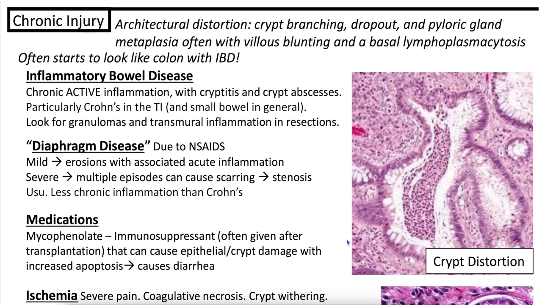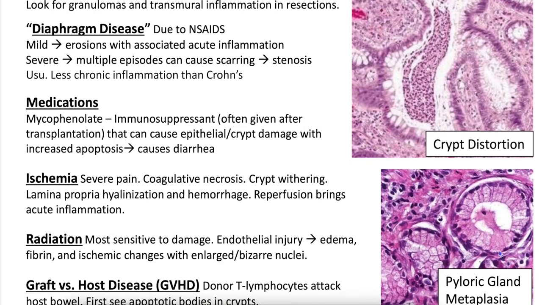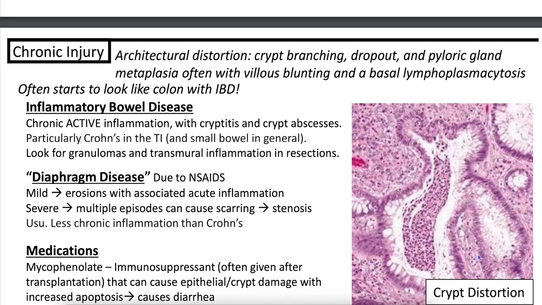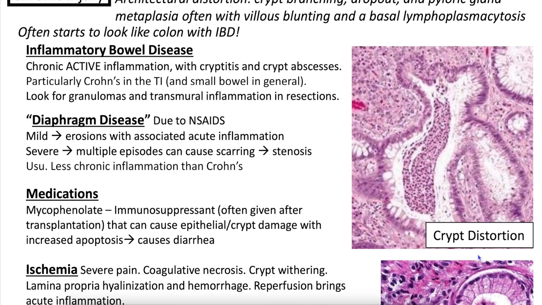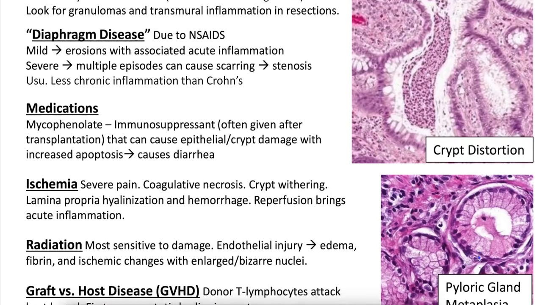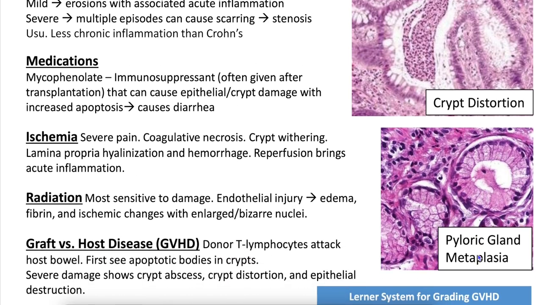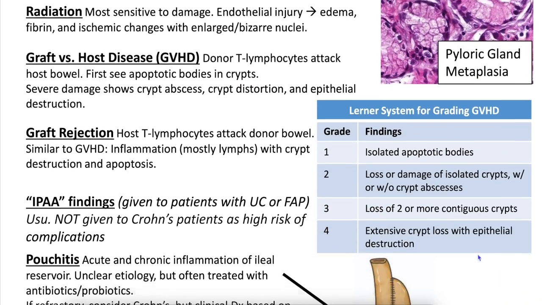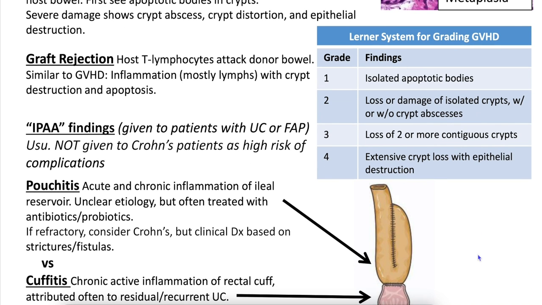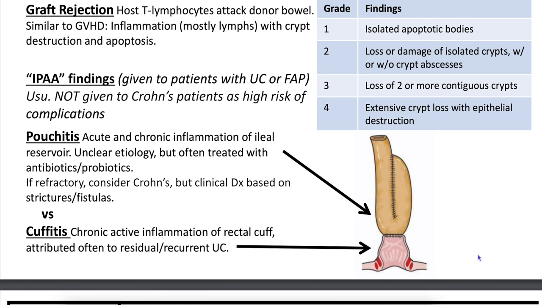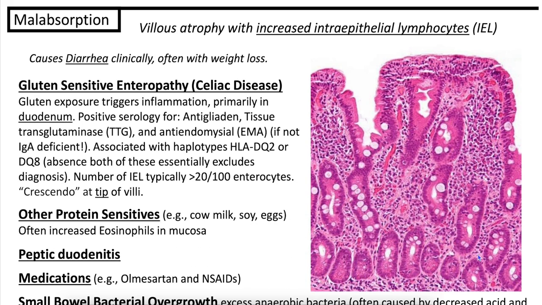Chronic injury includes crypt branching, dropout, pyloric gland metaplasia, as you can see here, with villus blunting and a basal lymphoplasmacytosis that kind of pushes the glands in the mucosa. You can see this in IBD, celiac disease, MEDs like mycophenolate, ischemia, radiation, graft-versus-host disease, graft rejection, IPAA findings, ileal pouch-anal anastomosis, pouchitis, cuffitis. Malabsorption, villus atrophy with increased IELs, gluten-sensitive enteropathy, celiac disease.